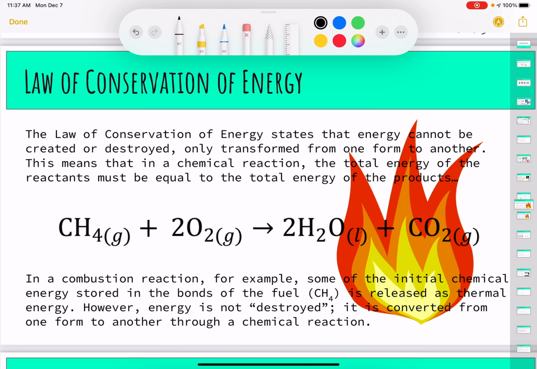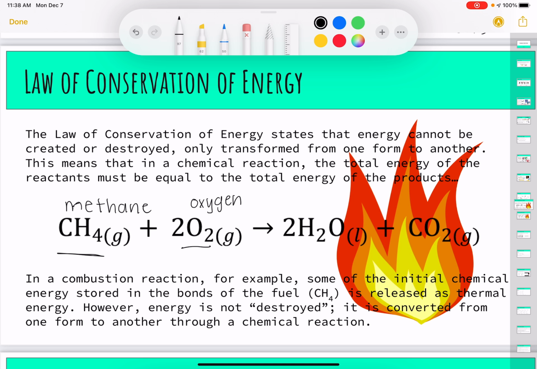So our law of conservation of energy says that energy cannot be created or destroyed, only transformed from one form to another. This means that in chemical reactions, the total energy of the reactants must be equal to the total energy of the products. So an example here, we've got methane, which you don't have to know what that is, but the common name for this is methane. And then oxygen.